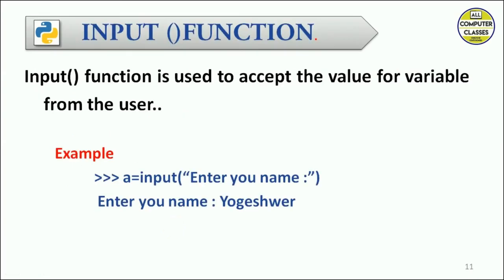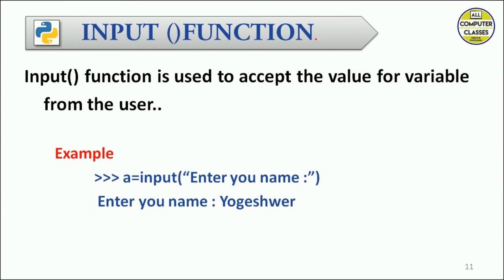So the next topic is the input function. The input function is used to accept the value for a variable from the user. You have seen that we sometimes give a value to a variable before starting the program, like a is equal to 100. We can give these values according to the user's need if we use the input function. When the program executes, the value of variable a will be assigned at that time. "Enter your name" will come on the screen and the value will be given by the user while running the program. This is the function of the input function.